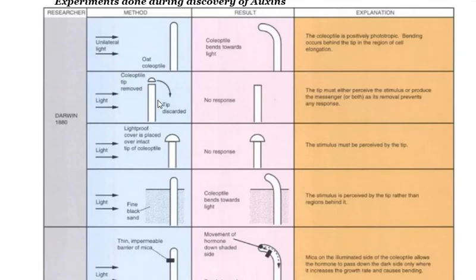Why is there no response? Because the region of cell elongation is still present, but the chemical substance which influenced the cell elongation is probably produced at the coleoptile tip, which is already removed. Now the explanation for this result is that the tip must either perceive the stimulus or produce the message, or both, as its removal prevents any response.